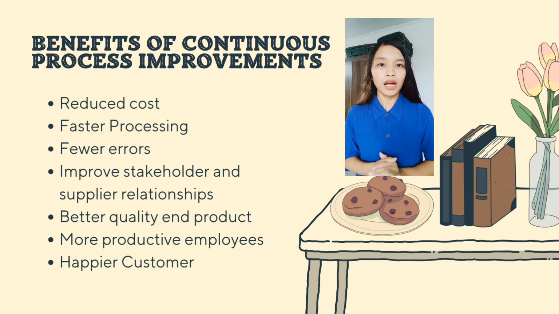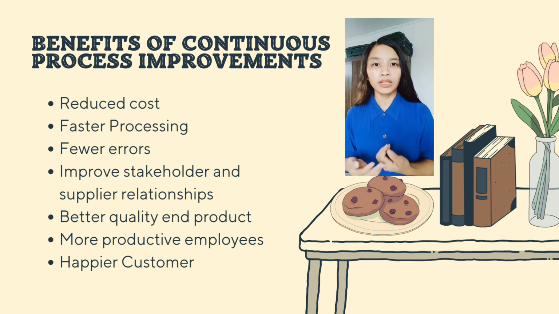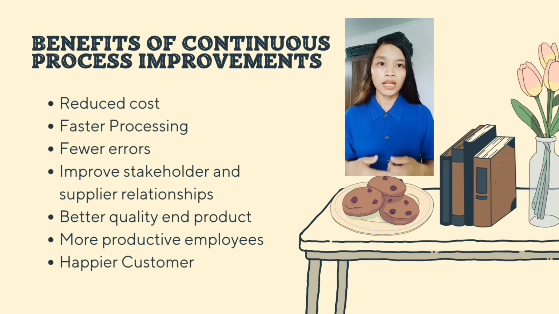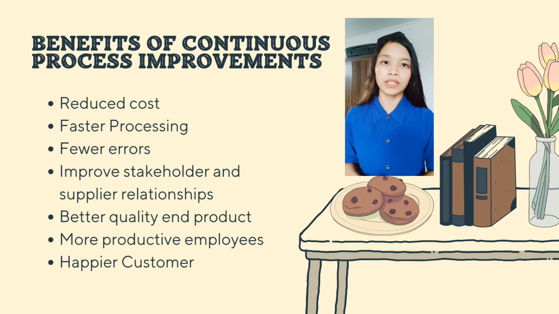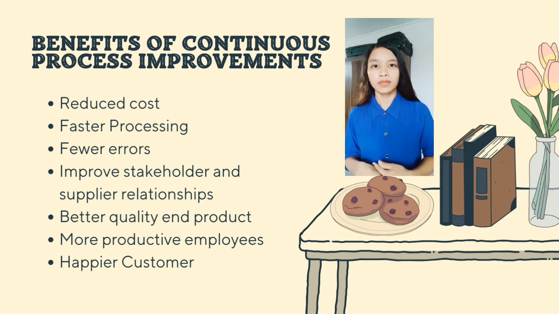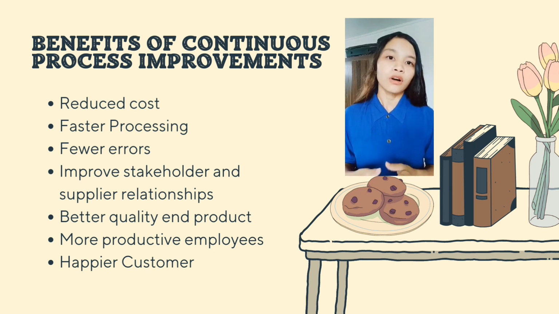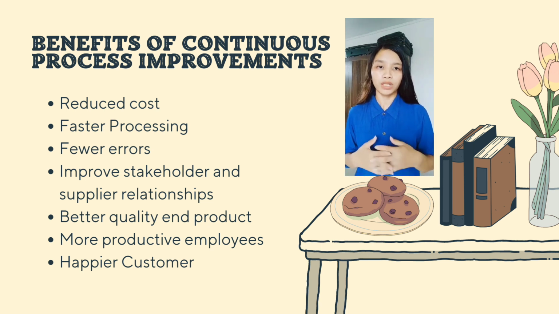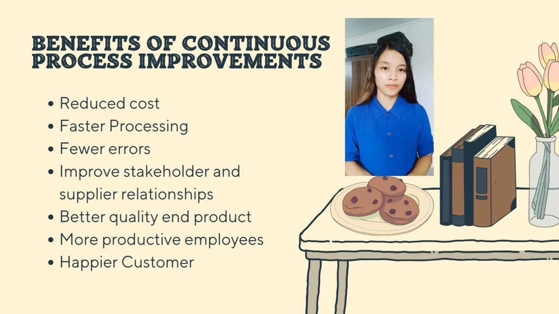Number six is more productive employees. So CPI can help organizations improve employee productivity by optimizing processes and eliminating unnecessary steps. An example is a marketing company that implements CPI and streamlines its content creation process, allowing its employees to focus on more creative tasks and improving overall productivity.